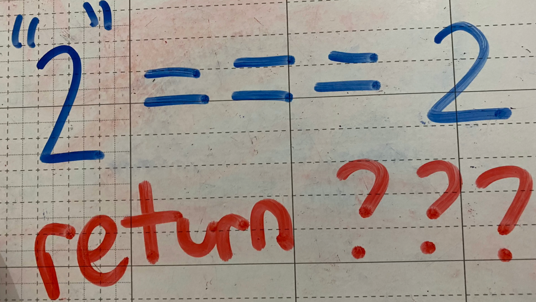Now, before we conclude this video, let's do a quick concept check to confirm you understand the difference between double equals and triple equals. In this picture, you can see we have the string 2, and we're evaluating whether it's strictly equal to the number 2. So please pause the video and take a minute or so to think about what you think this expression should return.